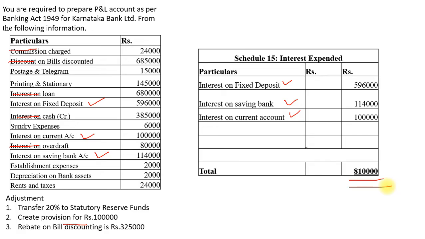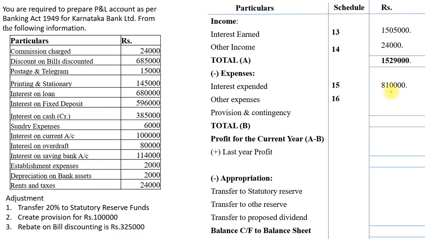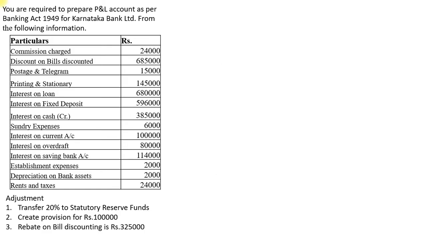Okay, very simple. All the expenses that we have used, that is 8,10,000. So again, we will post this in our format. Schedule number 15, 8,10,000. Again, very simple. Now let us note down all other expenses which are pending. So very simple. Again, first we'll mark out commission is done, discount is done, all the interests are done.